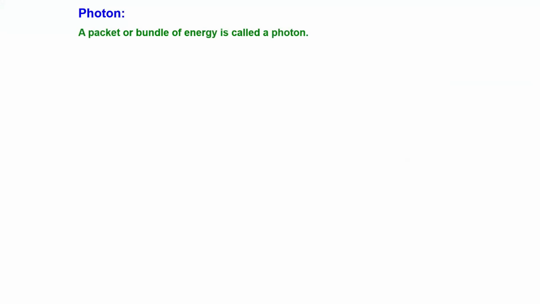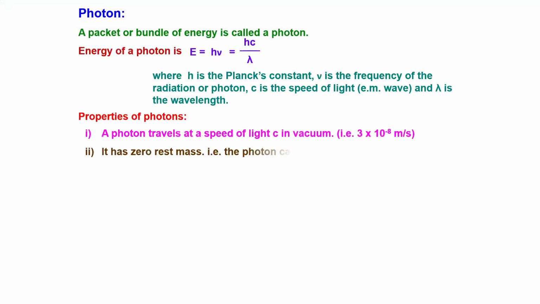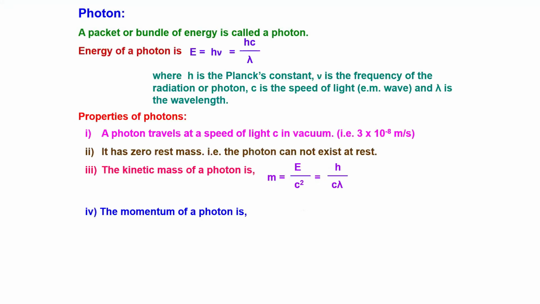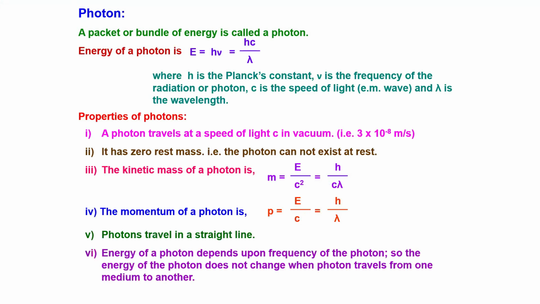So here, first we are going to study what is meant by a photon and what the properties of a photon are. It's known that photons are packets or bundles of energy, and the photon's energy can be calculated using the formula E equals h nu. h represents Planck's constant and nu here represents the value of frequency.